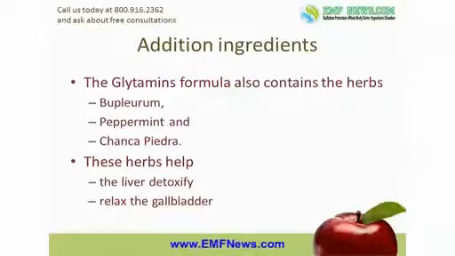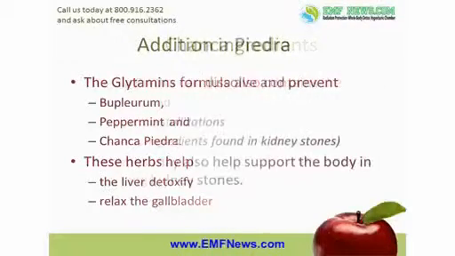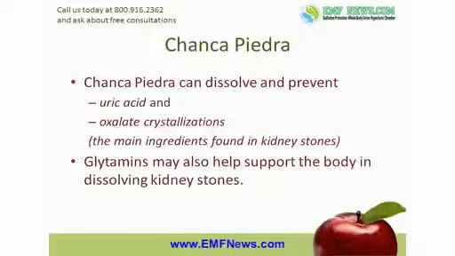The Glytamins formula also contains the herbs bupleurum, peppermint, and chanca piedra. These herbs are used to further help the liver detoxify and to help relax the gallbladder so that as the bile begins to flow, stones can pass out more easily. In addition, scientific studies have shown that chanca piedra can both dissolve and prevent uric acid and oxalate crystallizations. Since these are the main ingredients found in kidney stones, Glytamins may help support the body in dissolving kidney stones as well.